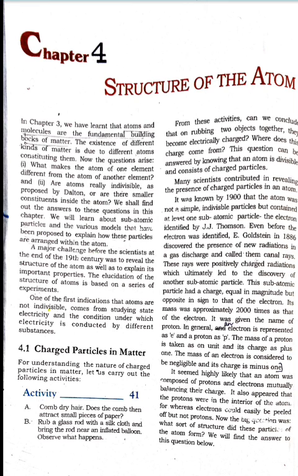It seemed highly likely that an atom was composed of protons and electrons mutually balancing their charge. That is, as protons and electrons have equal magnitude but opposite charges, they balance each other. And it also appeared that the protons were in the interior of the atom, whereas electrons could easily be peeled off but not protons.